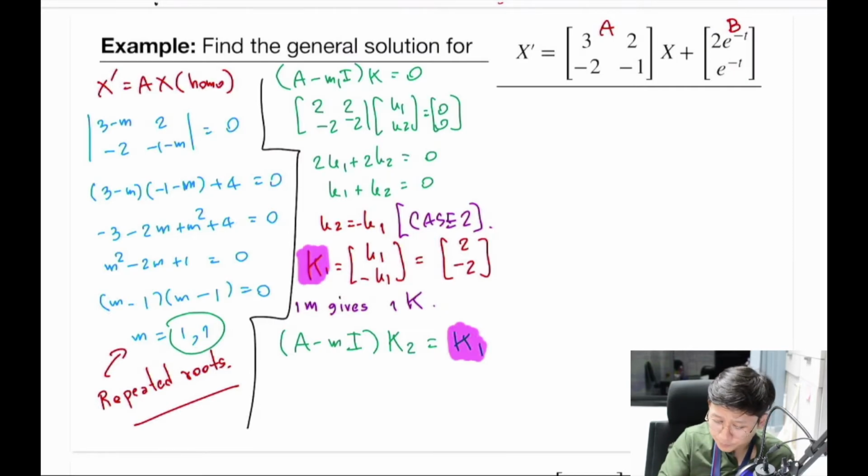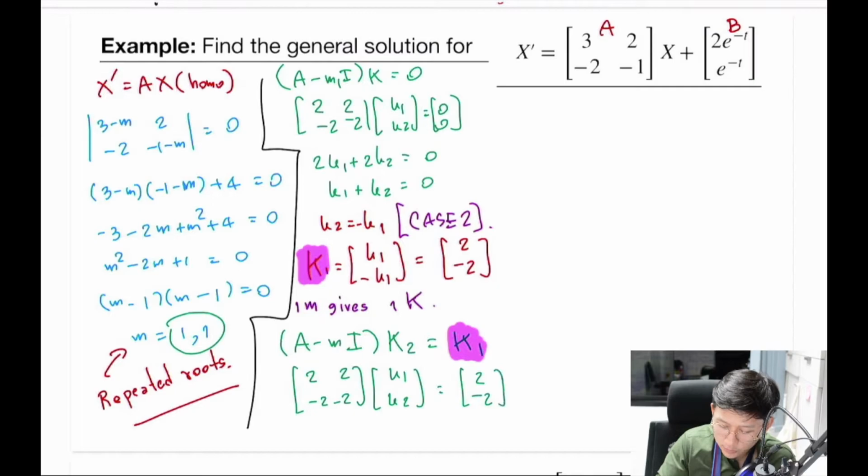Okay, so next we would have A minus m I. You would get the same matrix, right? 2, minus 2, minus 2, and then you get k1 k2. Here you would get 2 and minus 2. Guys, this is the reason why I pick 2 here. Why don't I pick 1? Because you have 2, and if you pick 2 here, it's going to be really easy to compute.